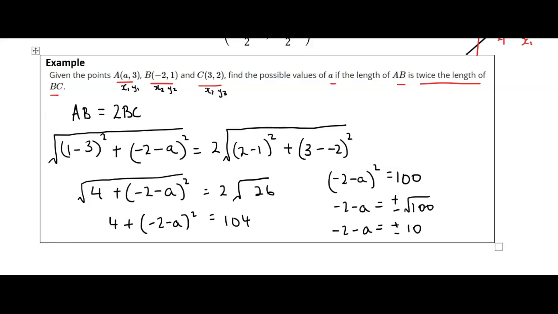All right, negative a equals, now I might separate them now. 10 plus true, and then negative a equals negative 10 plus 2, so a equals, so that's going to be 12, so negative 12, or a equals, and that's going to be negative 8, so that's going to be positive 8.